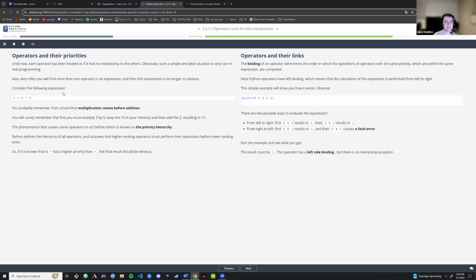Until now we've looked at the operators themselves. We haven't treated them as if they had any relationship to each other. That's pretty rare though in programming. Most of the time you're gonna find more than one operator in an expression, and then it's not gonna be so easy. These operators start being a little bit more confusing. So let's consider this operation right here.